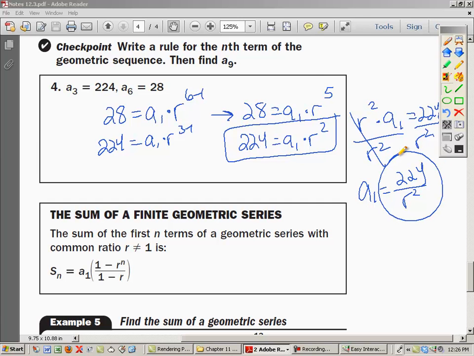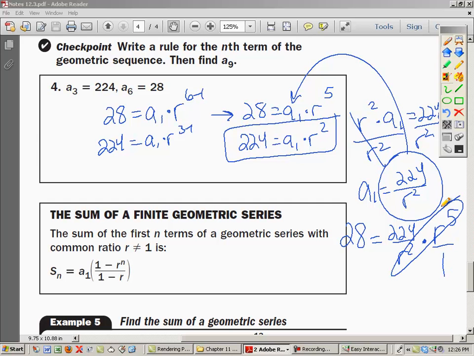So now I'm going to take that, and I'm going to plug it into that first equation, all right, and that first equation now says 28 is equal to a sub 1, which is 224 over r squared, times r to the 5th. Well, as we said before, this is r to the 5th over r squared, which is r cubed. So I get 28 is equal to 224 times r cubed. Divide both sides by 224.